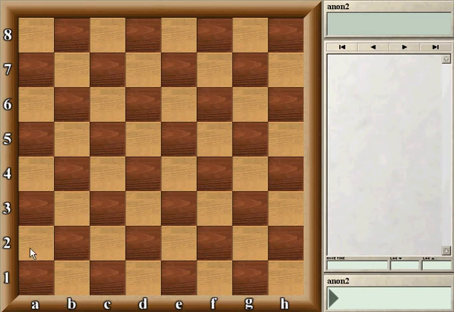Then, talking about these numbers and letters, this is, as an example, the B file, and this is a D file. So you have 8 files on the chessboard. And the same is with ranks. You can say that this is the 3rd rank or the 4th rank. It helps to identify some things which happen on the chessboard.